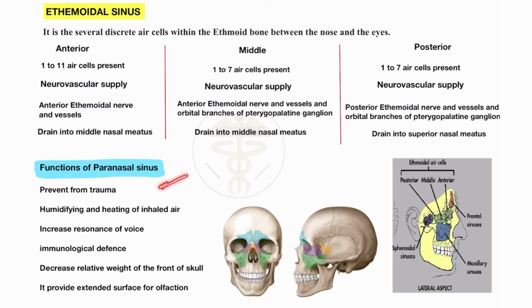The function of all sinuses is to protect from trauma. They help prevent trauma to the different parts of the skull. Second is the humidifying and heating of inhaled air. When air is inhaled, the sinuses help in the humidification and heating of the inhaled air. So this is the second function of the paranasal sinuses.